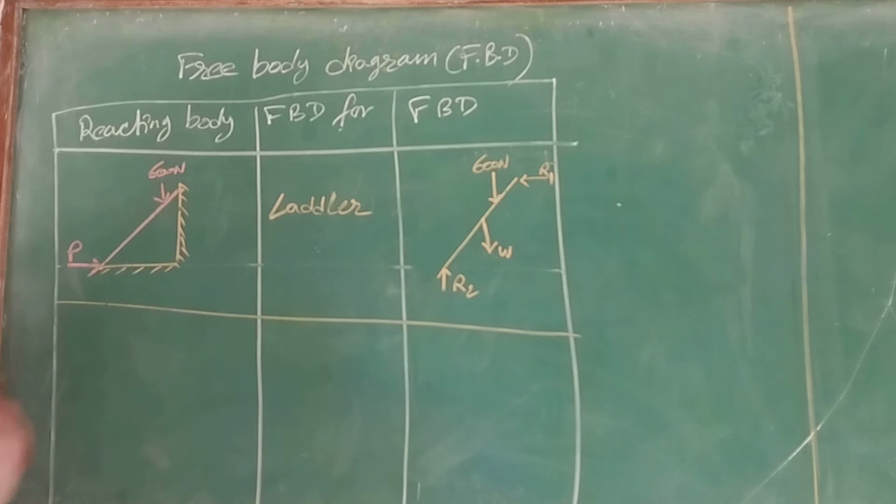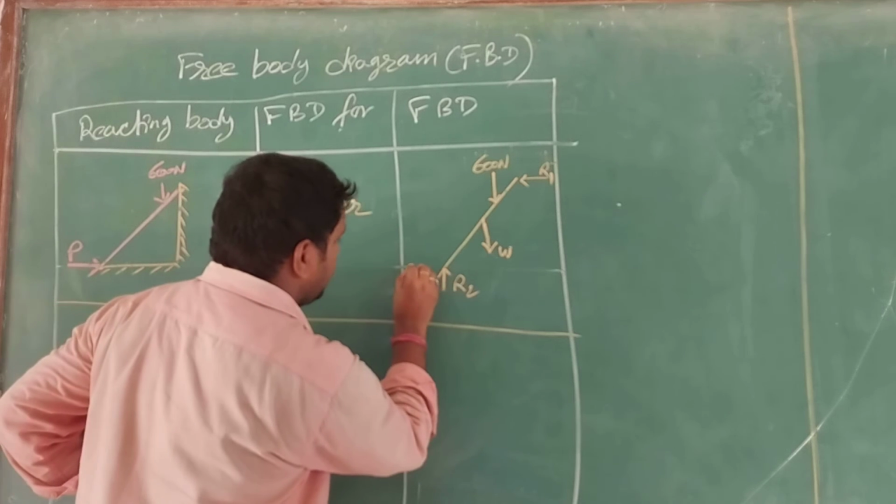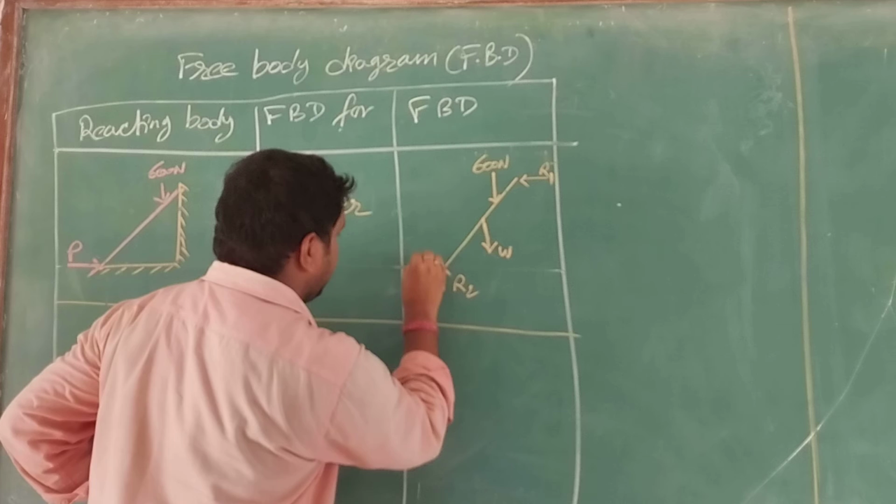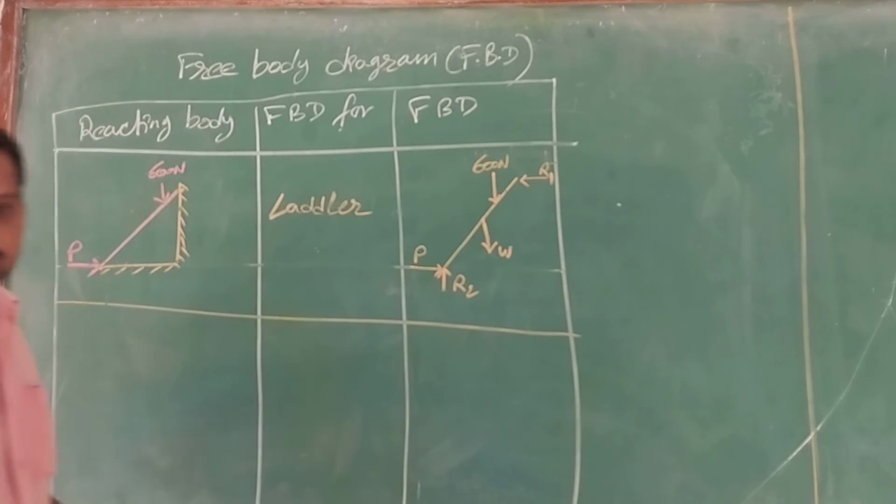Now, along with this, there's a force P acting on the ladder. It is in this direction. So here I'll write a force of P. Any doubt how to find the FBD for the ladder? Now, we should see another example.